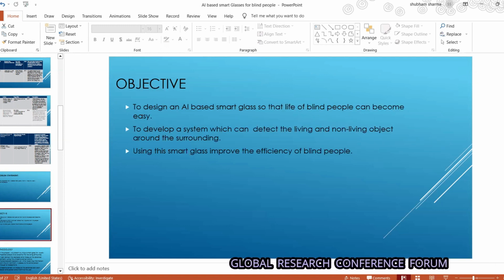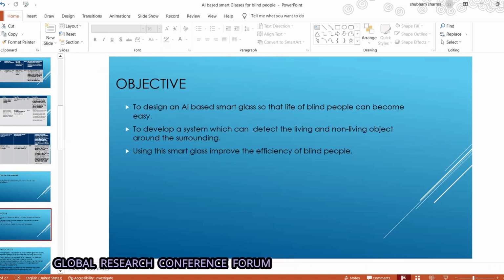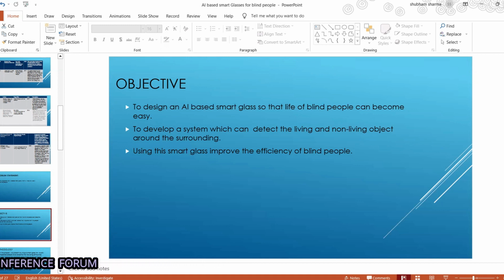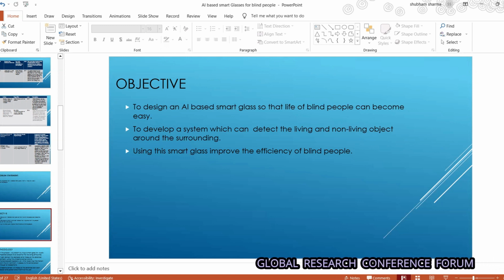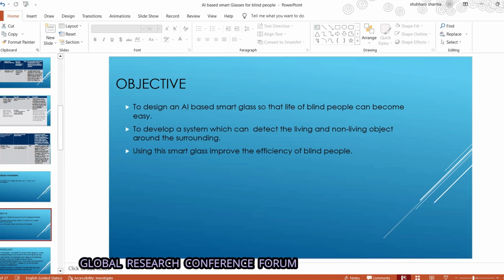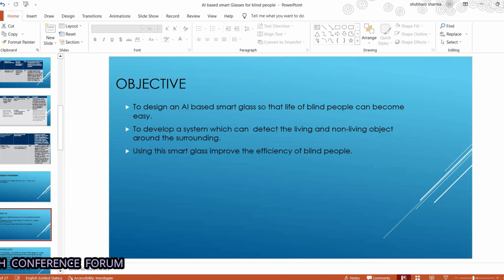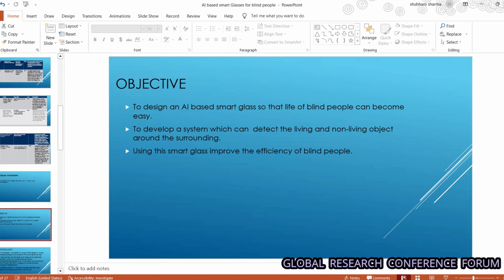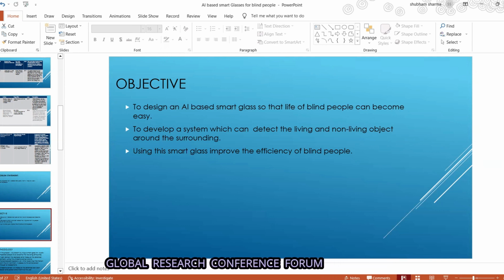Our objective in this paper is to design an AI-based smart glass so that the life of blind people can become easy, and to develop a system which can detect living and non-living objects in the surroundings. Using this smart glass, we will improve the efficiency of blind people and their independence from other people.